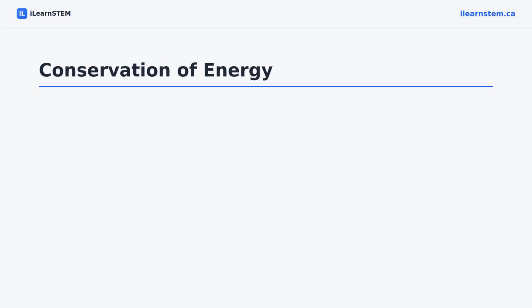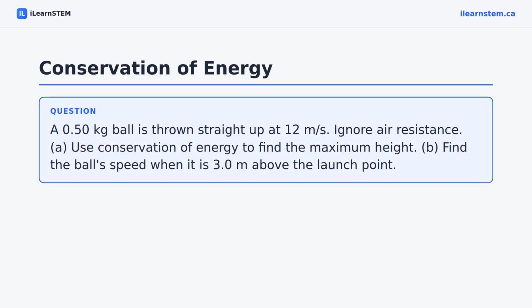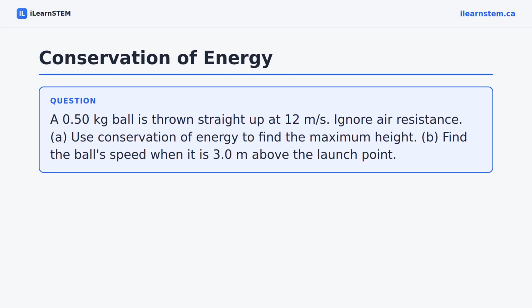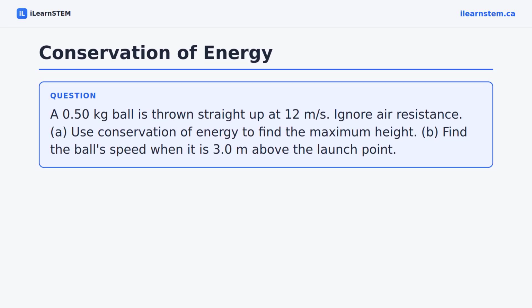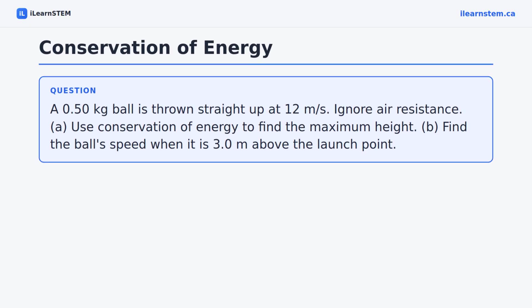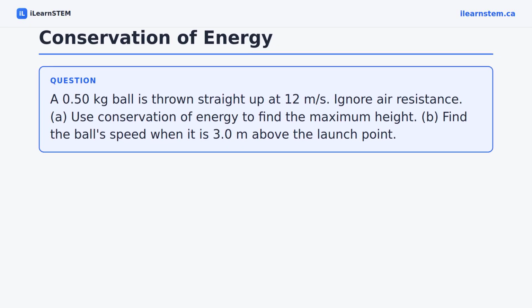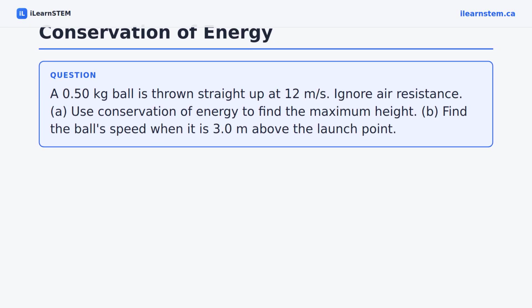We'll practice using conservation of energy to solve projectile motion problems. Here's the problem. A 0.50 kilogram ball is thrown straight up at 12 meters per second. Ignore air resistance. Part A, use conservation of energy to find the maximum height. Part B, find the ball's speed when it is 3.0 meters above the launch point.